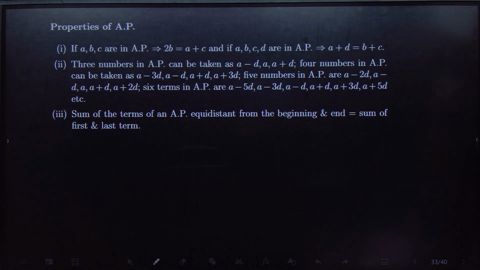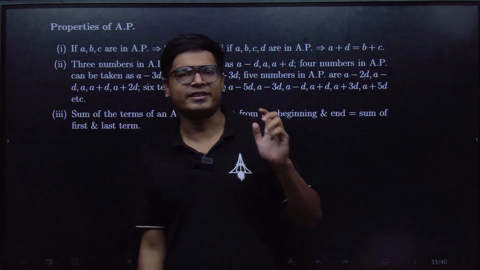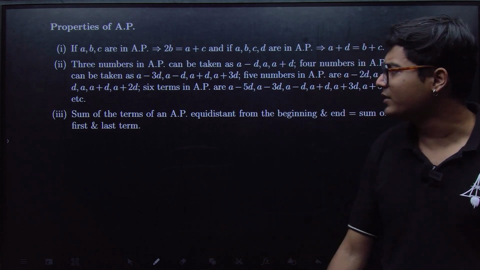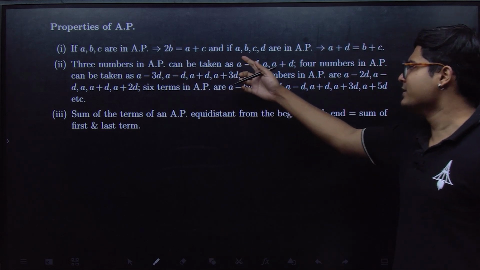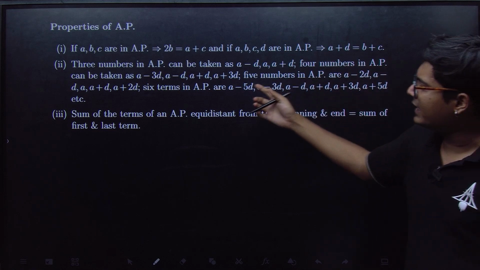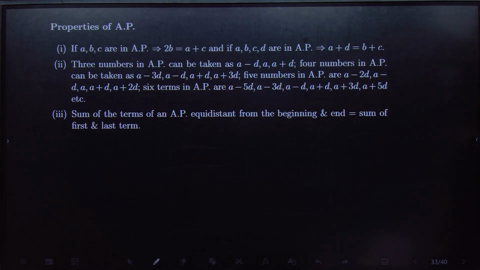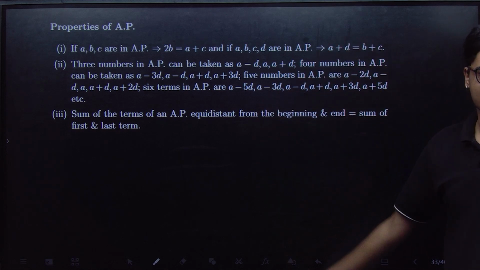If you have three numbers in an AP, you get a lot of questions where it's given that three terms form an AP, or three roots of a polynomial form an AP, and so on. In those cases, if you have three numbers, always take them to be A minus D, A and A plus D. If you have four numbers, then take them to be A minus 3D, A minus D, A plus D and A plus 3D. Same goes for 5 terms or 6 terms and so on.